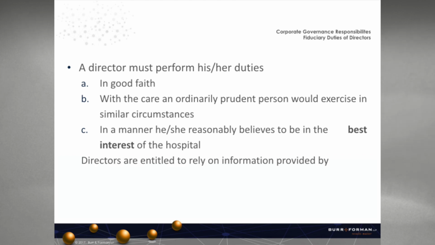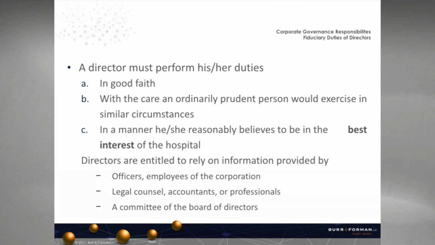Now, you as a director or a trustee or an officer of a hospital are entitled to rely on information provided by one of the following. You can rely on information from the officers of the corporation, such as the CEO, the CFO, or COO. You may also rely on information from other employees, such as the compliance officer. You may also rely on advice from lawyers, accountants, or other persons about matters within the person's professional competence, such as healthcare consultants. You as a board of directors may also rely on a committee of the board of directors if you choose to form a subcommittee for a particular topic.